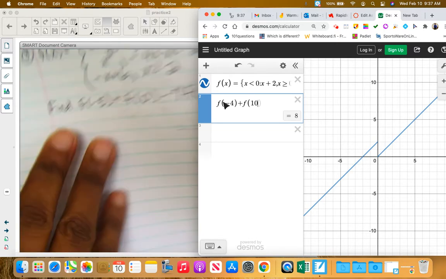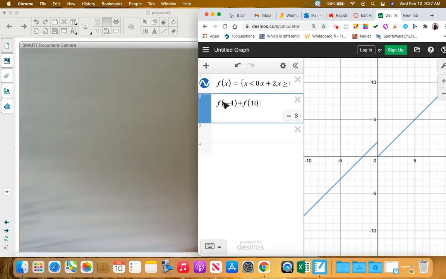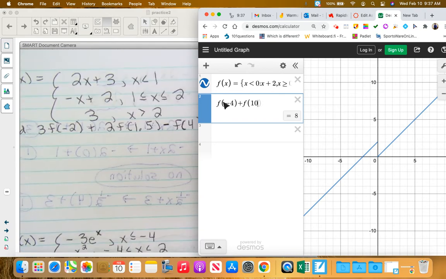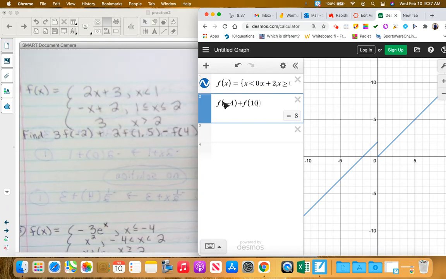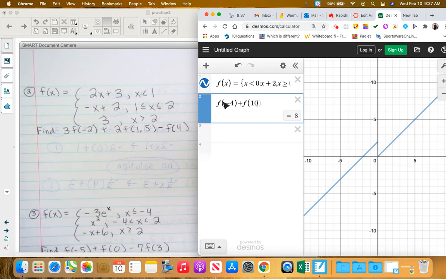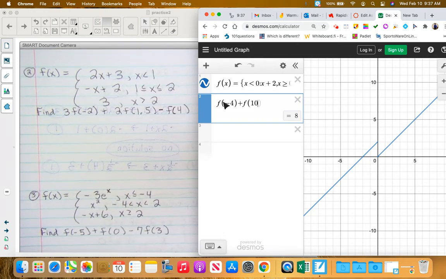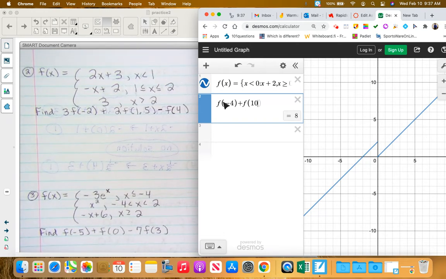So I have another one here. All right, so we're on number 2 on the left-hand side of the screen there. Now, this one is the first one we've seen between yesterday and today that has 3 different sections. But we're still going to do the exact same thing. So we're going to type in the 2x plus 3 in Desmos, the -x plus 2, and the +3.